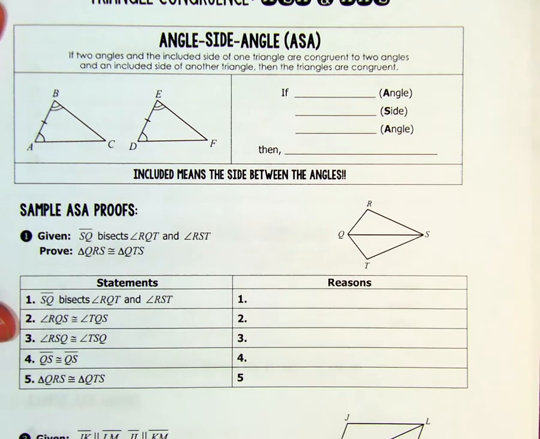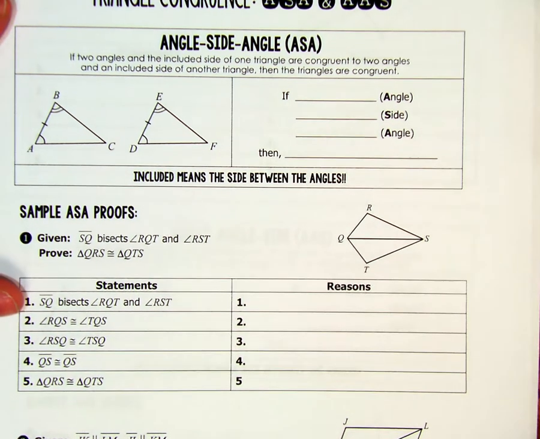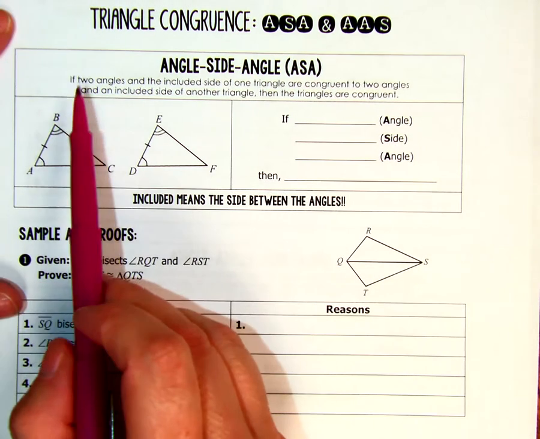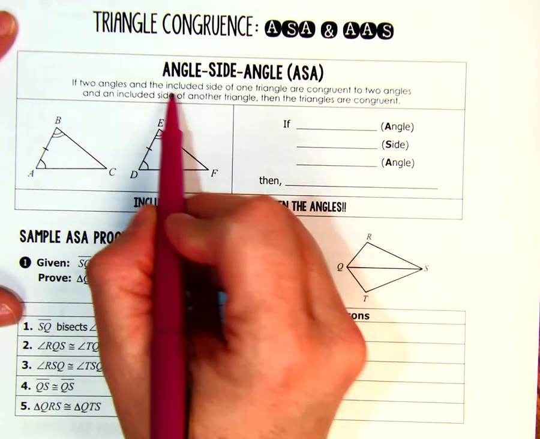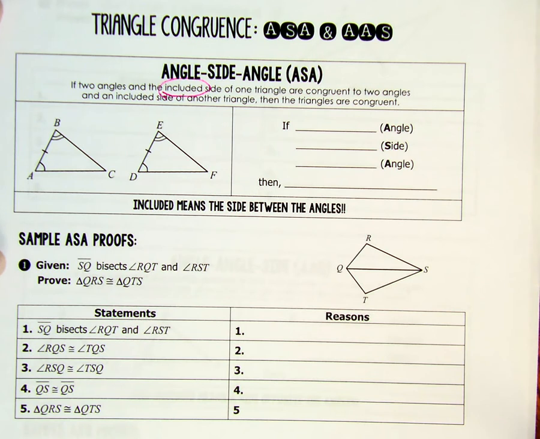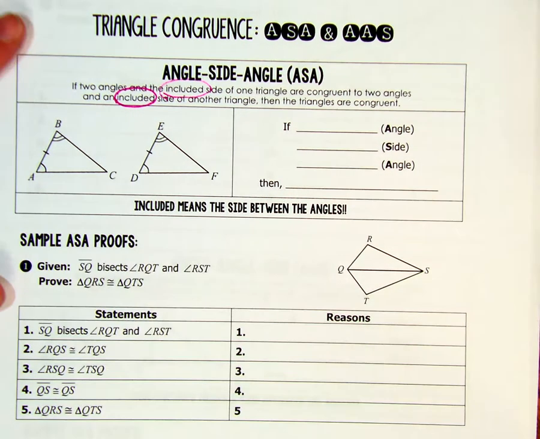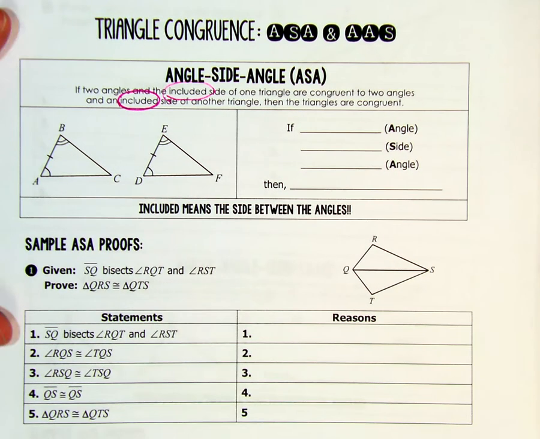Okay, another way I can prove triangles congruent is by angle, side, angle. So again, if I read the definition, if two angles and the included side of one triangle are congruent to two angles and the included side of another triangle, then the triangles are congruent.